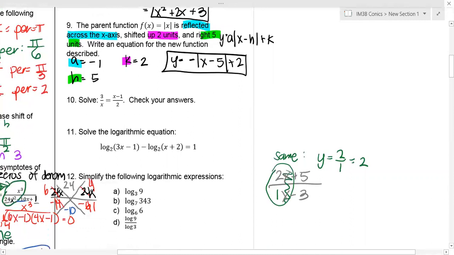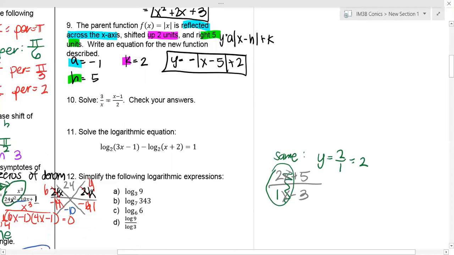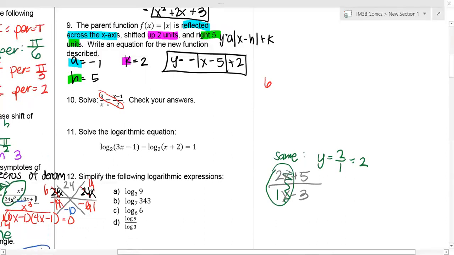Number 10, we need a little bit more space than it's given. So I want to cross multiply when I have a proportion. So I'm going to take 3 times 2, which is 6. And over on this side, I'm going to set that equal to x times x minus 1. So I'm going to multiply to simplify this. So I've got 6 equals x squared minus x.